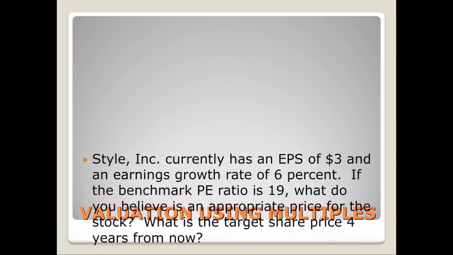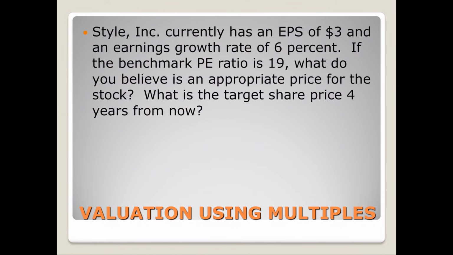Let's take a look at an example. Style Incorporated currently has an earnings per share of $3. So this is EPS sub 0. And an earnings growth rate of 6%. If the benchmark PE ratio is 19, what do you believe is an appropriate price for the stock? And then what is the target share price 4 years from now?